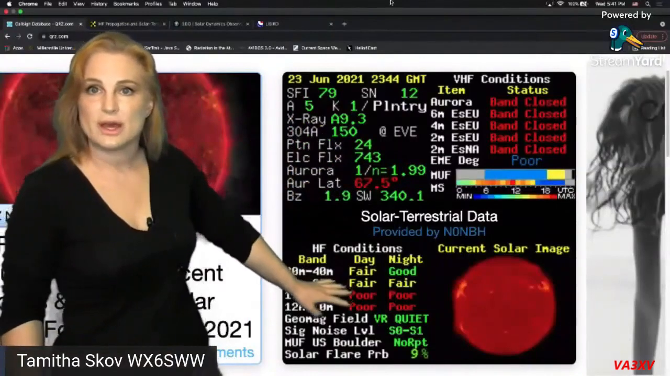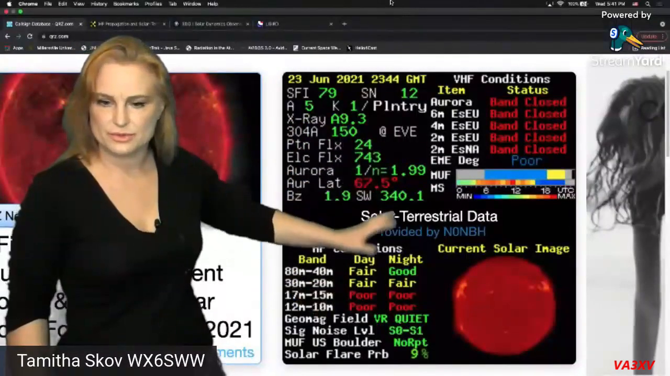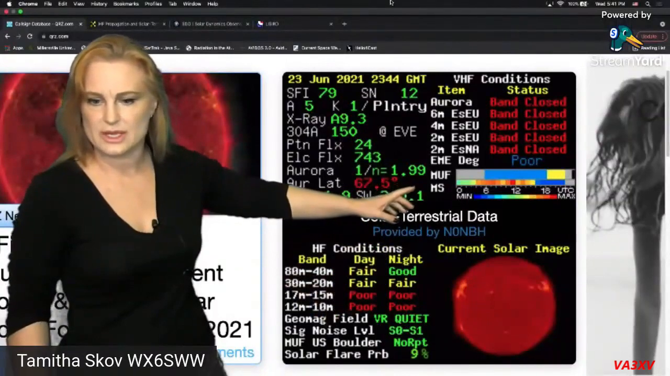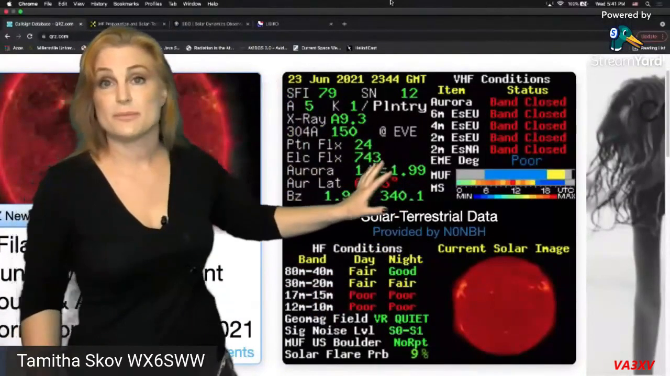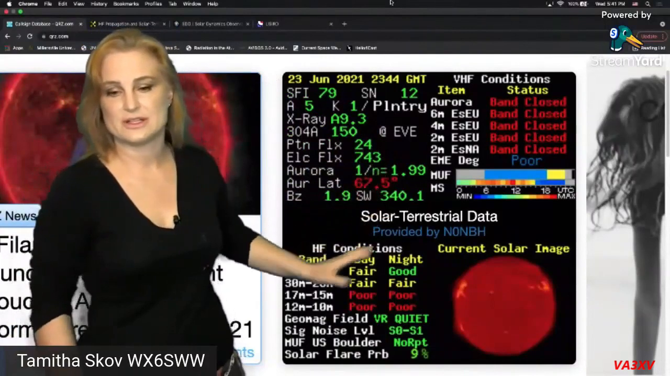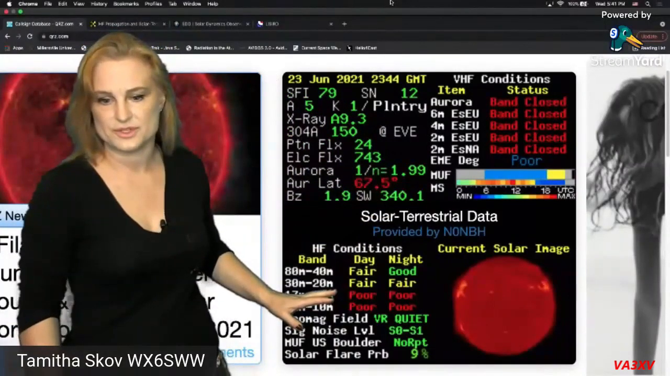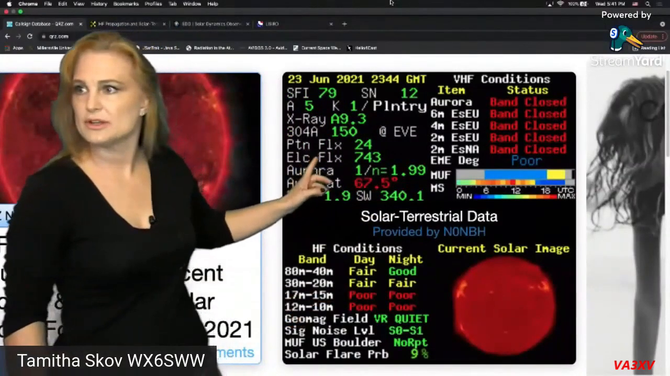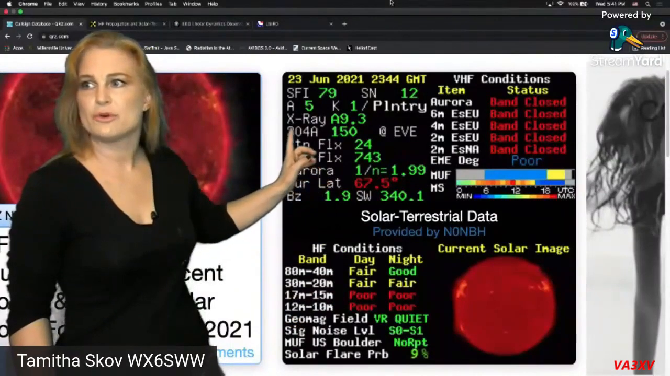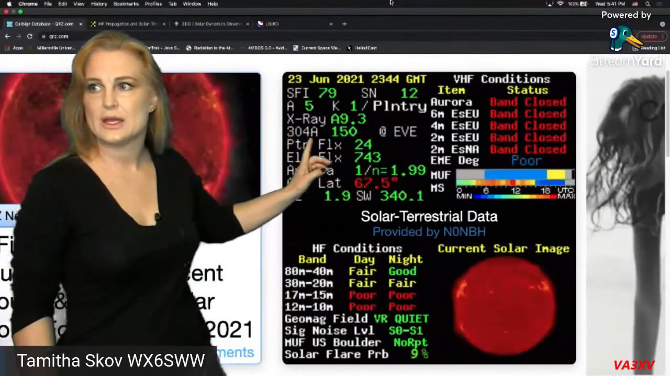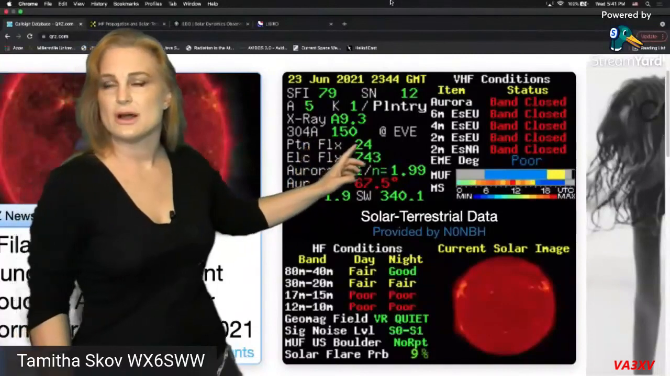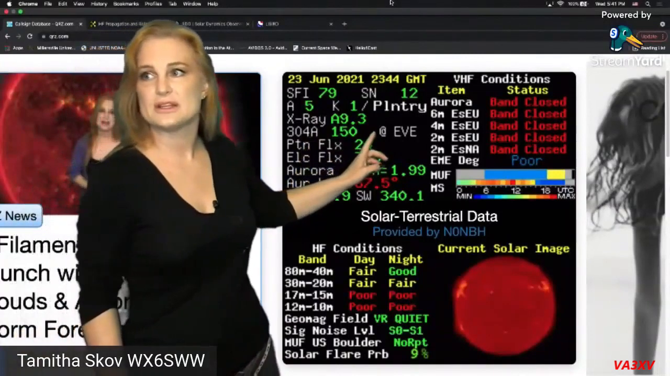Also know that Paul, I think it is, whose data this is, N0NBH, is in the process of updating them. There's some stuff here that is completely out of use. For example, and I'll just point to it right away, the 304 angstroms, see this 304A? That's 304 angstroms on EVE. So he has managed to update this one, good thing.